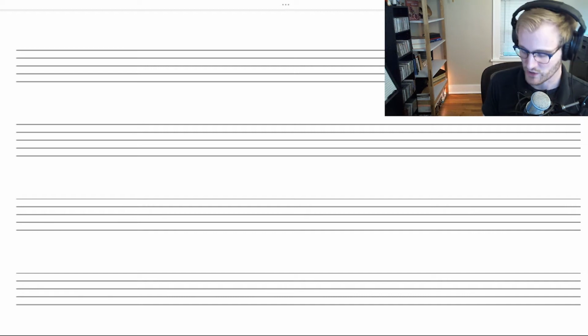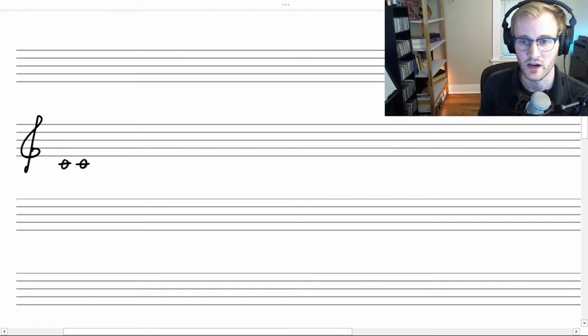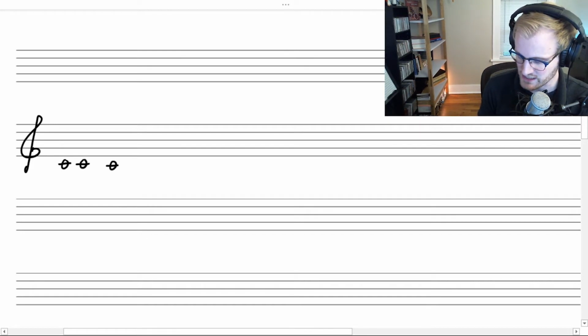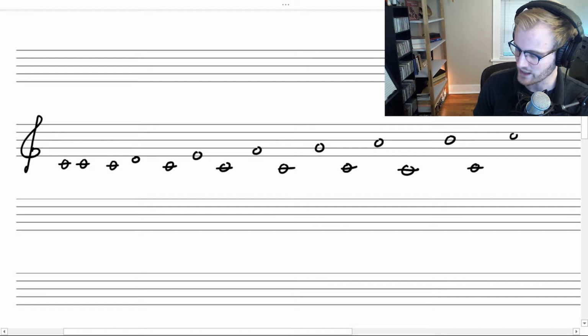So just to reiterate that example, let's draw a treble clef staff here, and let's talk about how from C to C would be an example of a unison. Going from C to D would be an example of a second. C going up to E would be our third. C to F would be our fourth, C to G is a fifth, C to A is a sixth, C up to B is a seventh, and then finally C going all the way back up to C would be that octave.